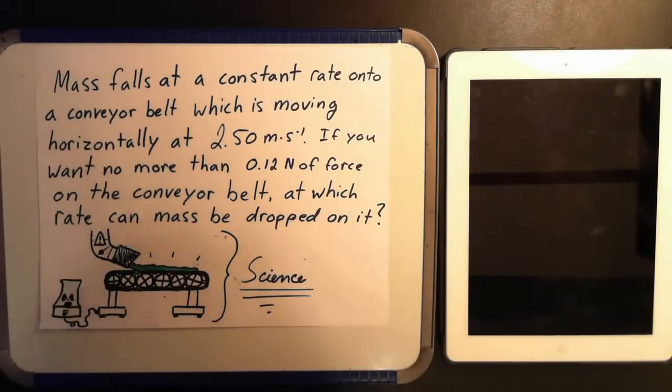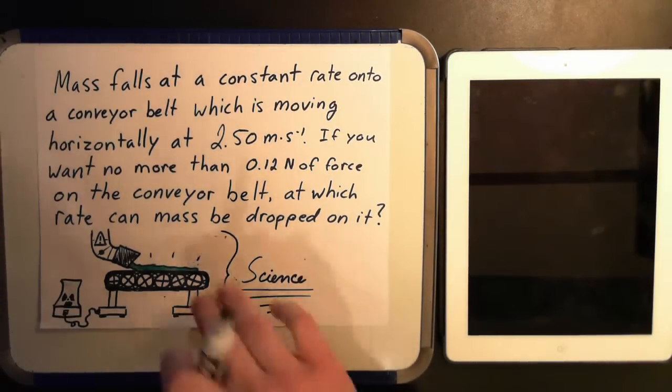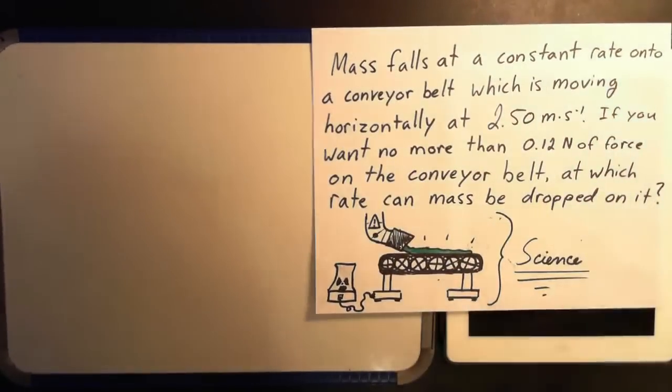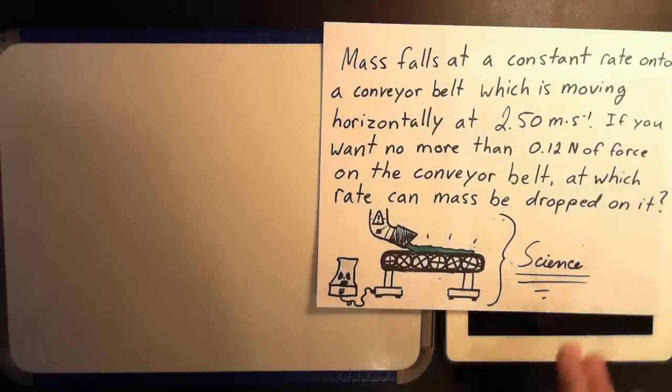We got our first problem here, which is: mass falls at a constant rate onto a conveyor belt, which is moving horizontally at 2.5 meters per second. If you want no more than 0.12 newtons of force on the conveyor belt, at what rate can mass be dropped on it? And so, first off, let's define some variables here.